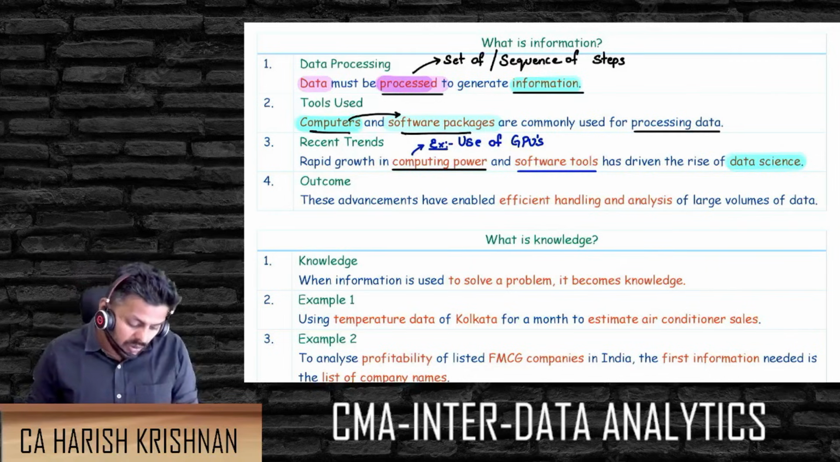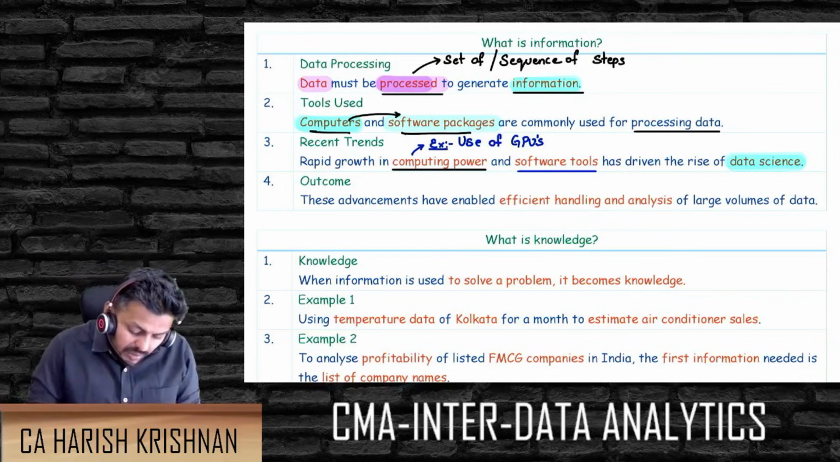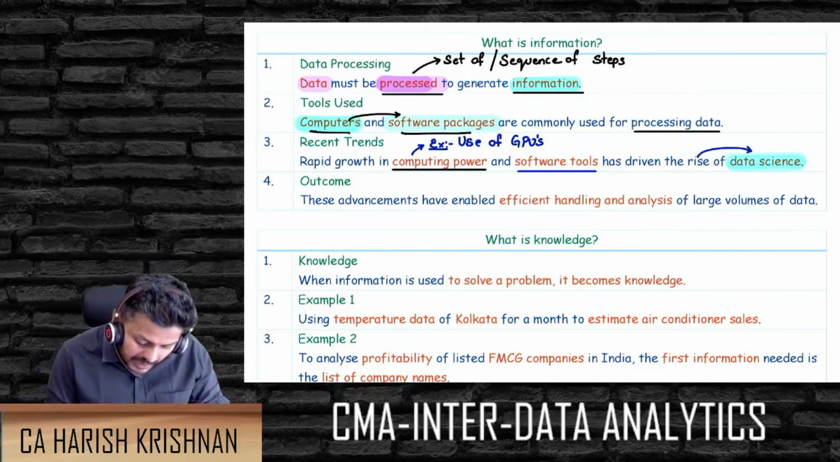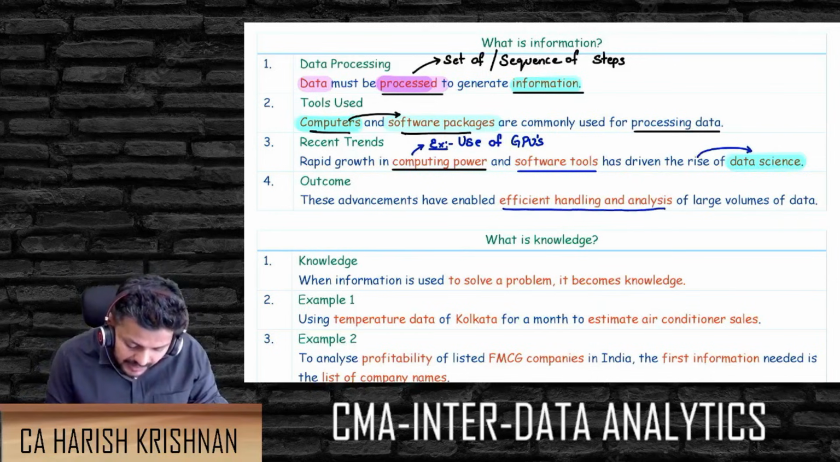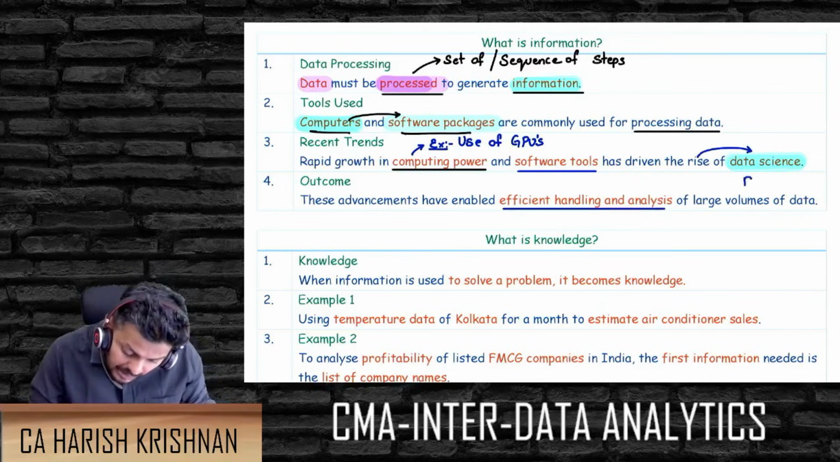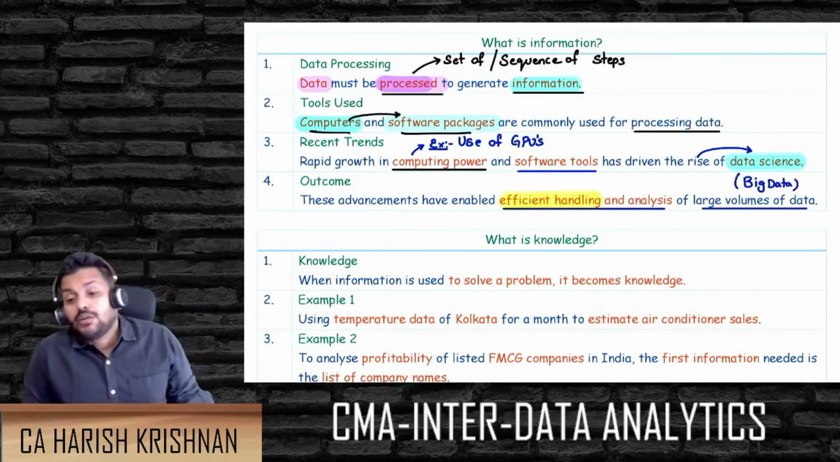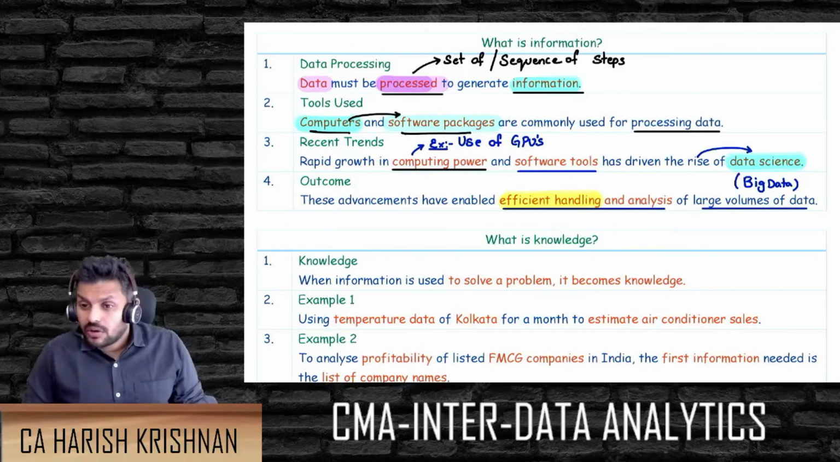So rapid growth in computing power and software tools have driven the rise of data science. As an outcome, these advancements have enabled efficient handling and analysis of large volumes of data, which are called big data. You can write that. We already discussed that unimaginably huge amounts of data taken for processing are called big data.